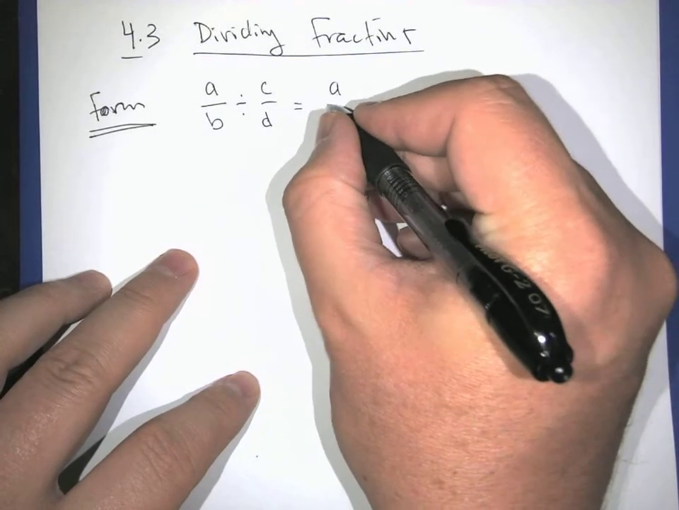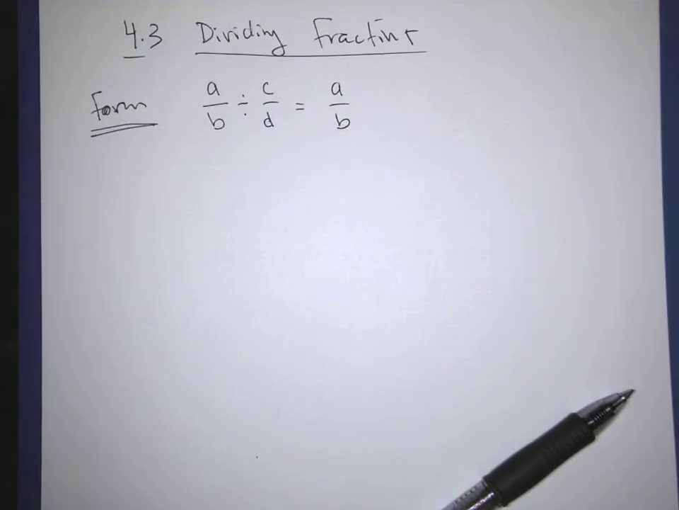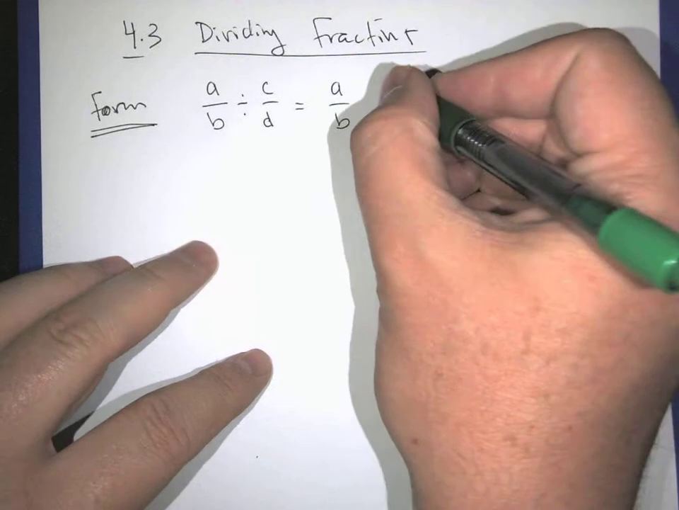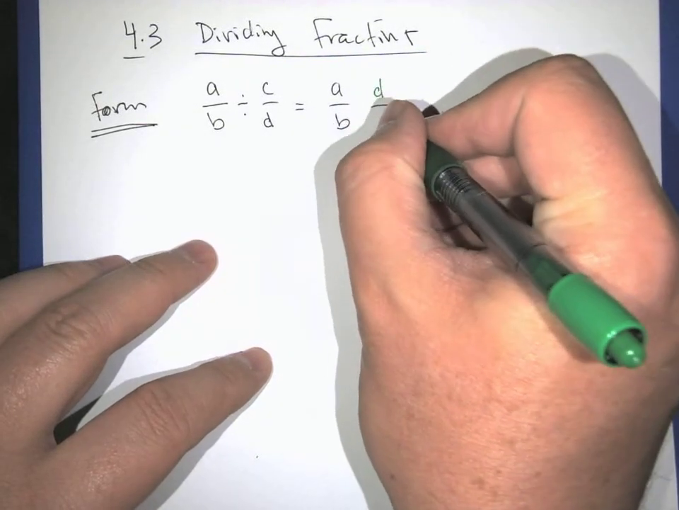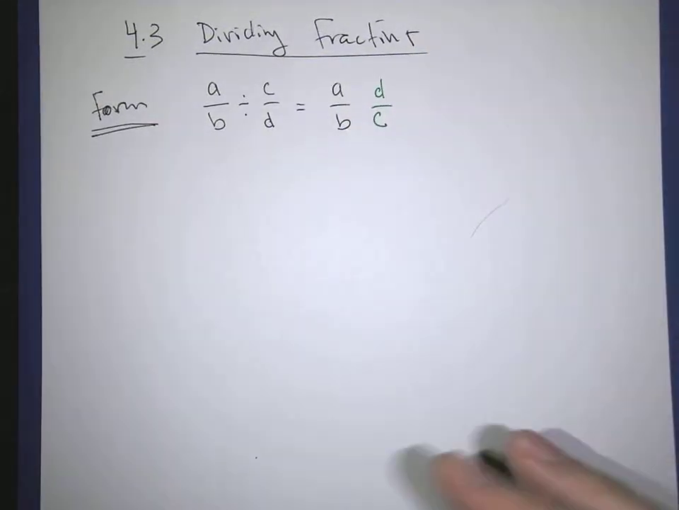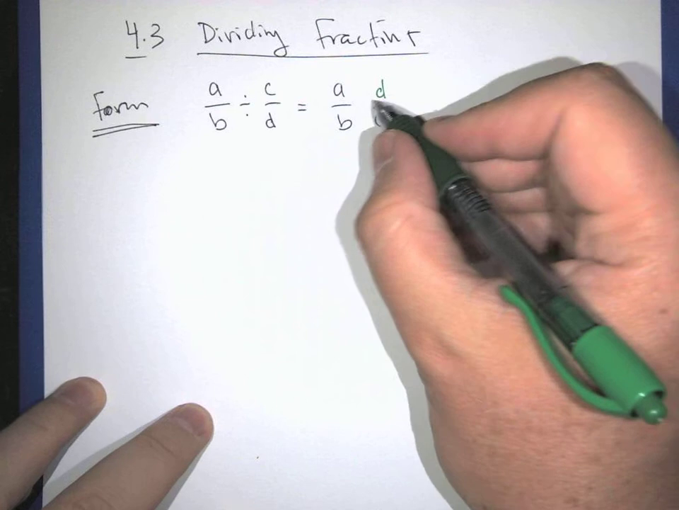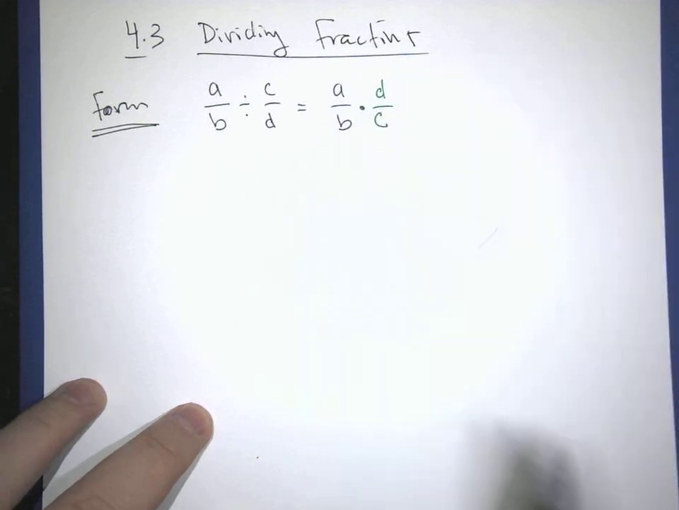So this is going to be a over b. We're going to flip this second one, right? So then this becomes d over c. And then we're going to change the operation from division to multiplication.